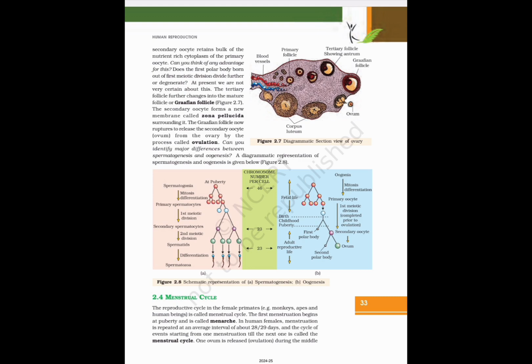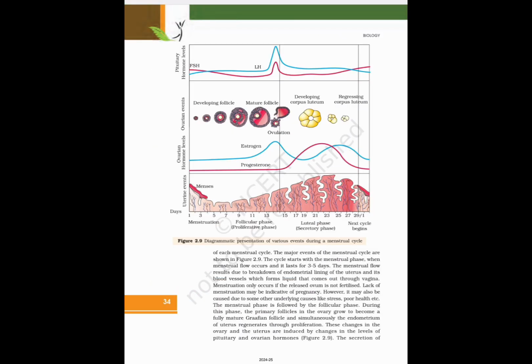Menstrual cycle. The reproductive cycle in the female primates, for example monkeys, apes, and human beings, is called menstrual cycle. The first menstruation begins at puberty and is called menarche. In human females, menstruation is repeated at an average interval of about 28 to 29 days, and the cycle of events starting from one menstruation till the next one is called the menstrual cycle. One ovum is released (ovulation) during the middle of each menstrual cycle. The major events of the menstrual cycle are shown in the figure.